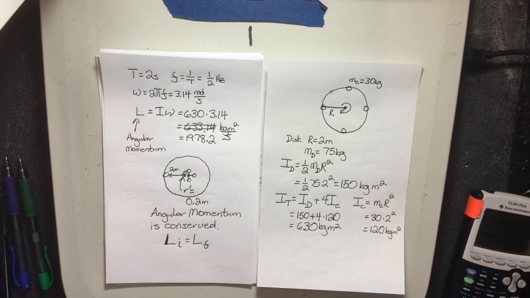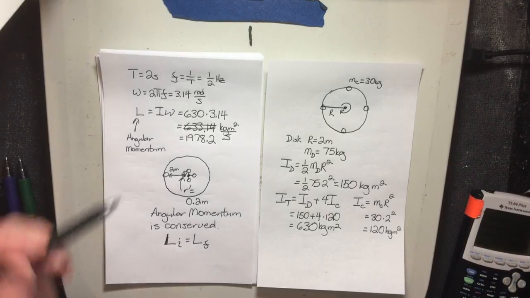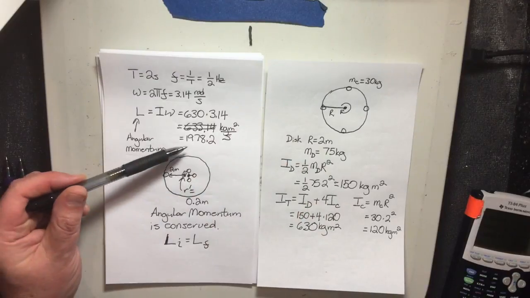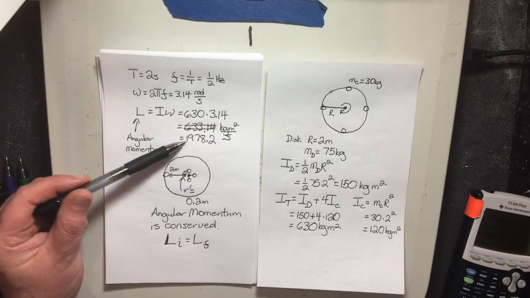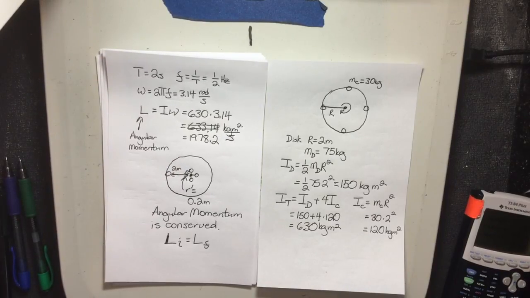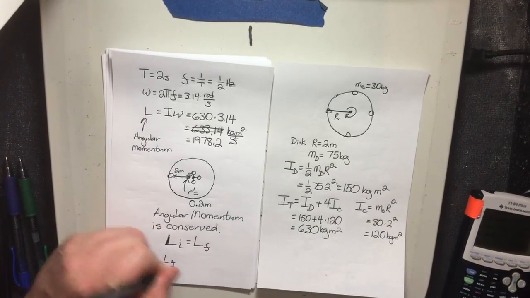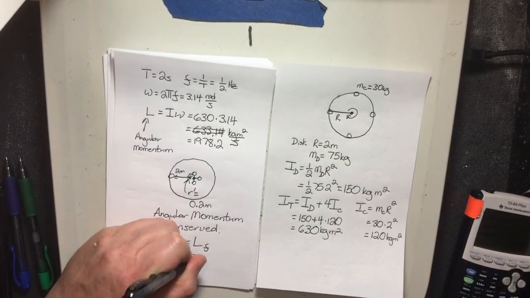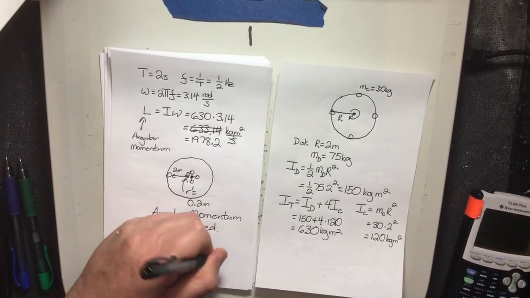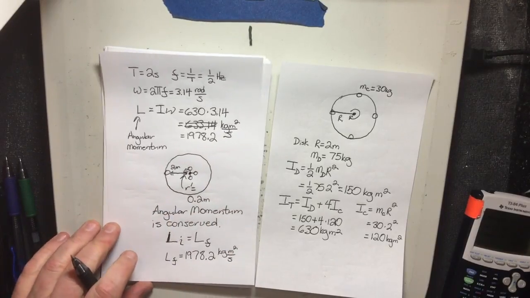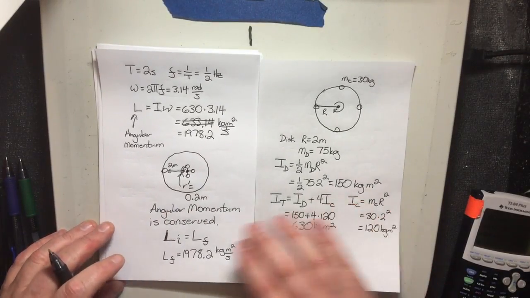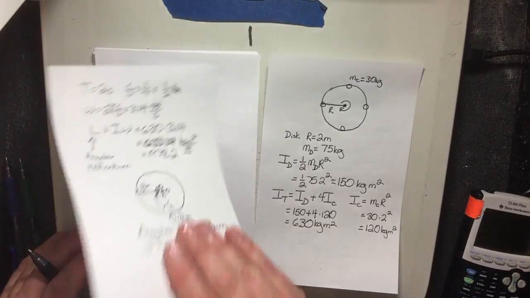So these moments of inertia at the beginning here, it's 1978.2. Here, the angular momentum will also be 1978.2. So L final is 1978.2 kilograms meters squared per second. Well, let's see what happens.